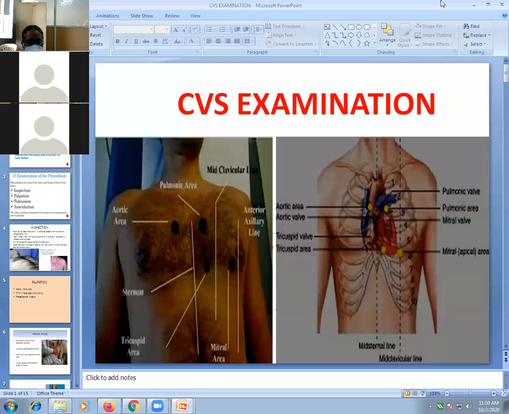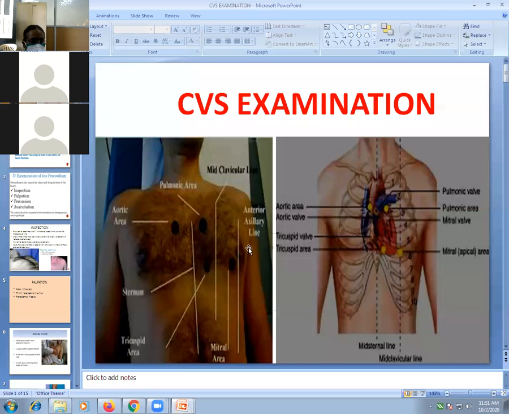So this is the surface marking of cardiovascular system. You have to examine the precordium. As we discussed in respiratory system, you have to do the examination of this whole chest, anteriorly as well as posteriorly, means both lungs, right lung, left lung. So you have to inspect, palpate, percuss and auscultate this whole part in respiratory system.